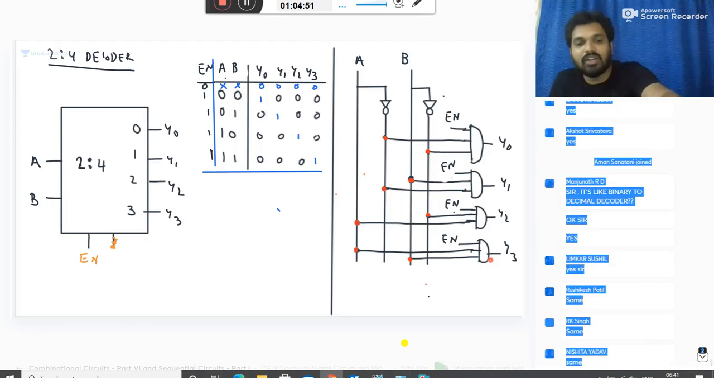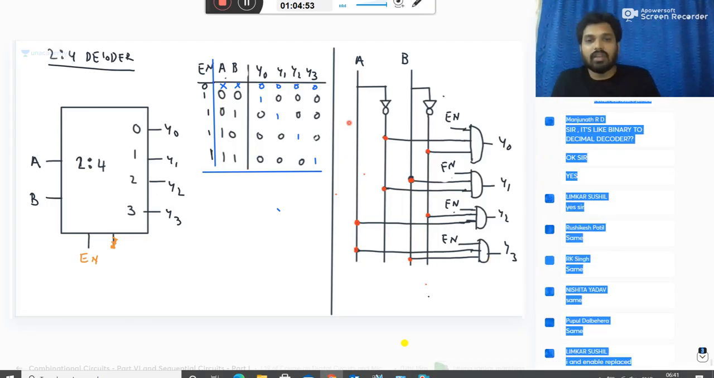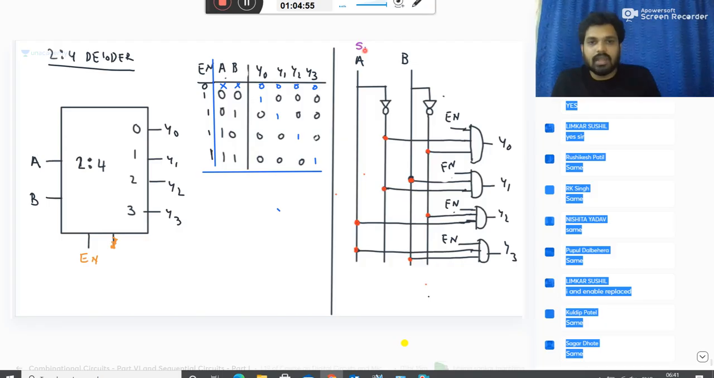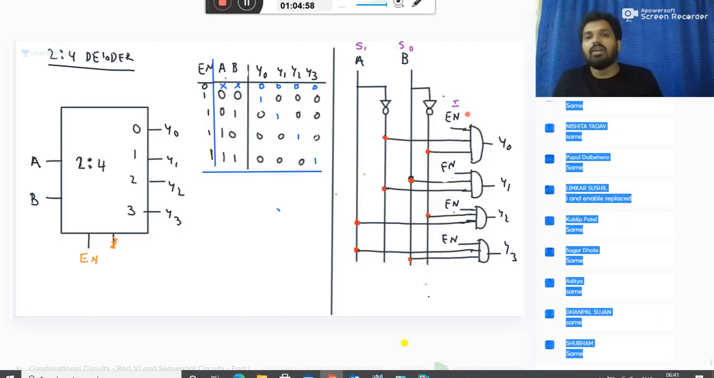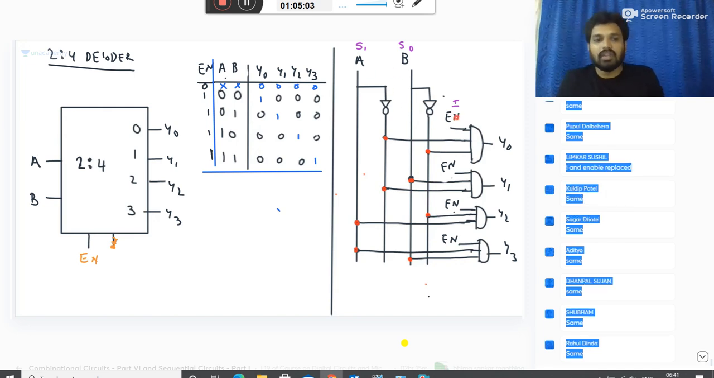Same figure, but you are using it in a different way. There I used the names S1, S0 and I. Here I used the names A, B, enable. There my I is the input, A, B are the selection lines. Only the way you are using is different, but the internal circuit is same.